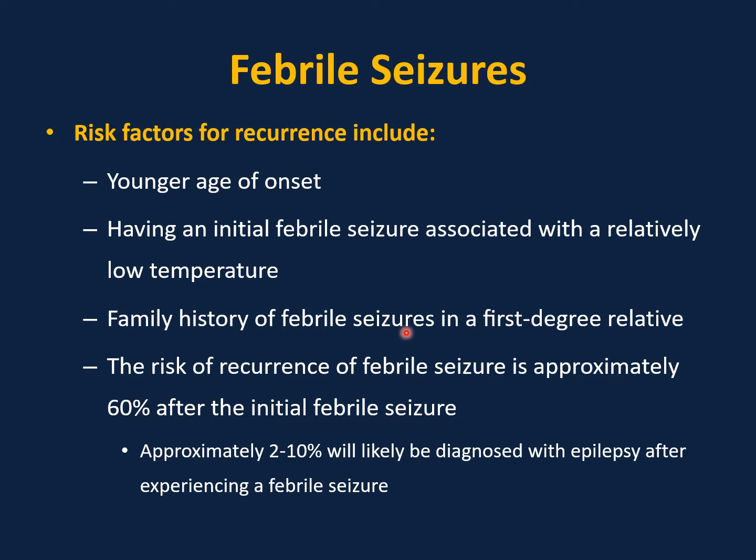Family history of febrile seizure in a first degree relative, risk of recurrence is high, about 60% after the initial febrile seizure. So for the parents, knowing that there is a likelihood for the seizure to come back will decrease their anxiety when the child is having the second attack. Approximately 2 to 10% of the infants with febrile seizure may develop epilepsy. This is a question the parents always ask and is common in the board.